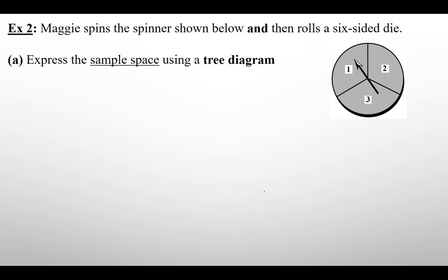The next one's a little bit more complicated. Maggie spins the spinner shown and then rolls a 6-sided die. And I want to express the sample space with a tree diagram. Now, this is going to be quite a big tree diagram. So I like to always do the trunks of my tree with the object that has the fewer number of outcomes. So that's going to be the spinner. The spinner has 3 outcomes, and the six-sided die has 6 outcomes. So let's put down a little heading here. We'll say spinner.